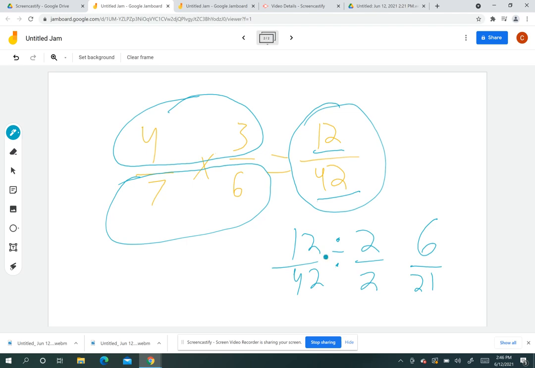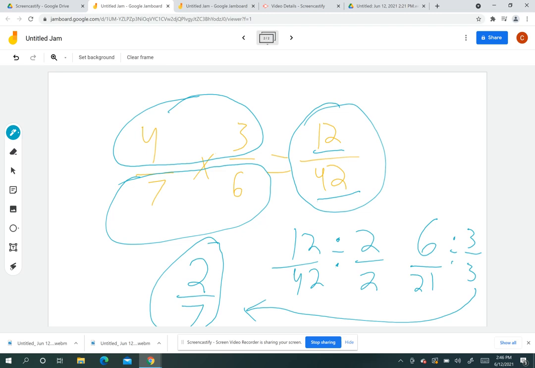Now, I look at this fraction and I know that I can still simplify it. So now I look and I go, okay, 3 goes into 21. 3 also goes into 6. So I'm going to divide by 3 over 3. 6 divided by 3 is 2. 21 divided by 3 is 7. So my answer after being simplified is 2/7.